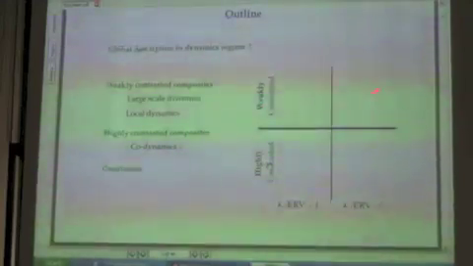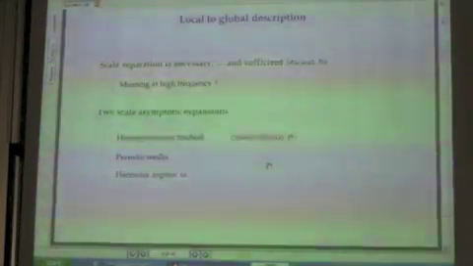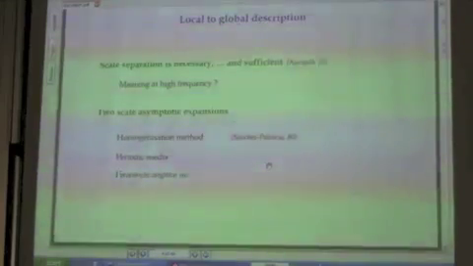That will be the two first parts. So here you have large-scale dynamics, here you will have local-scale dynamics, and then we'll go to the case of highly contrasted composites, where you can get both large-scale and local-scale dynamics. So, to do that, we have to go from the local description to the global description.